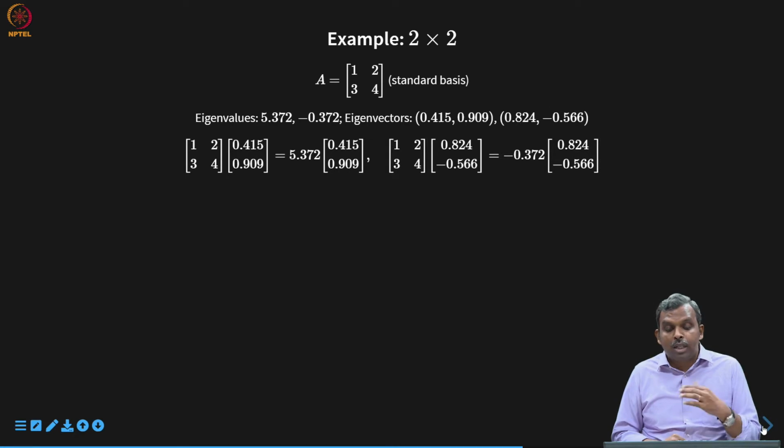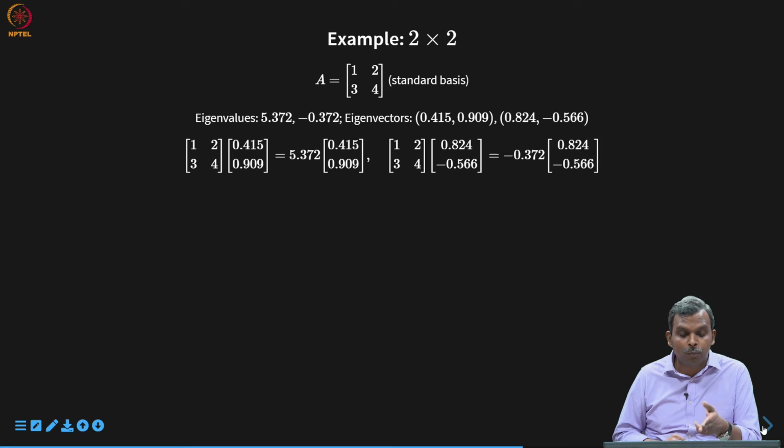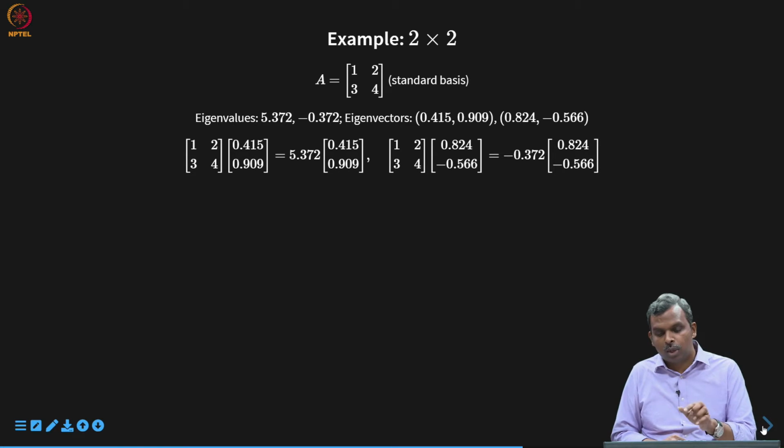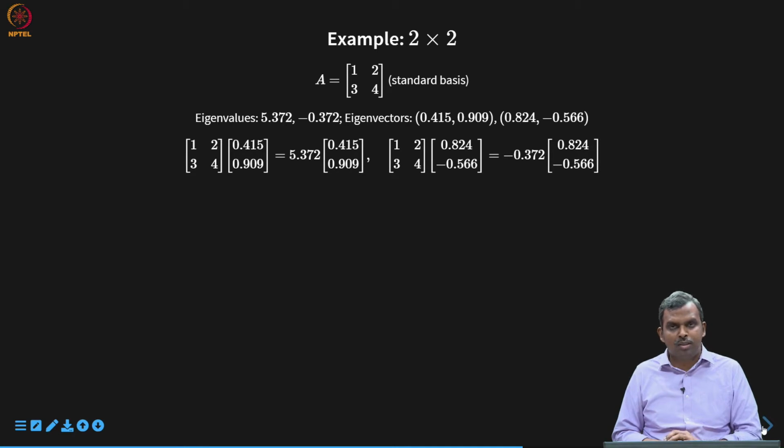We know that this matrix itself has eigenvalues and eigenvectors. I have computed them here. You see that you get two distinct eigenvalues, 5.372 and minus 0.372. I have also calculated the eigenvectors. One eigenvector is 0.415, 0.909. The other eigenvector is 0.824, minus 0.566. These two eigenvectors are linearly independent, but they are not orthogonal. You can multiply and check that it will not work out to be orthogonal. Non-orthogonal is to be expected, since A is not a symmetric matrix.